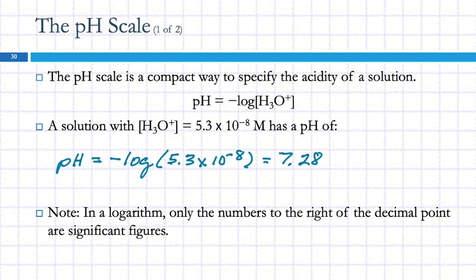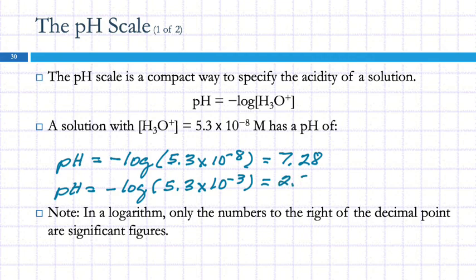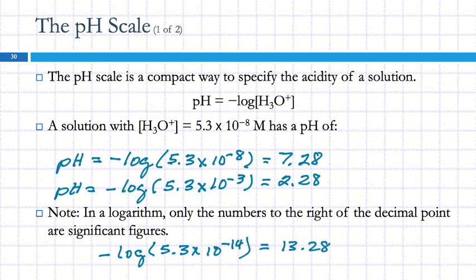So if I were to find the pH of, say, a solution that was 5.3 times 10 to the minus 3, well, that's going to be 2.28. Check it. Did it in my head. I'll do another one. Negative log 5.3 times 10 to the minus 14. 13.28. What?